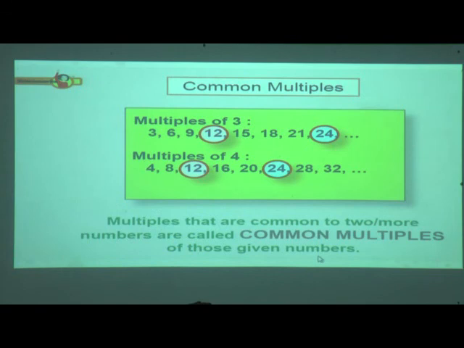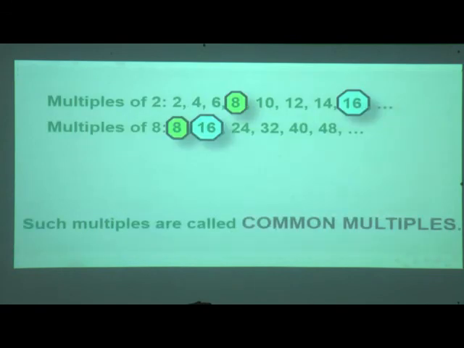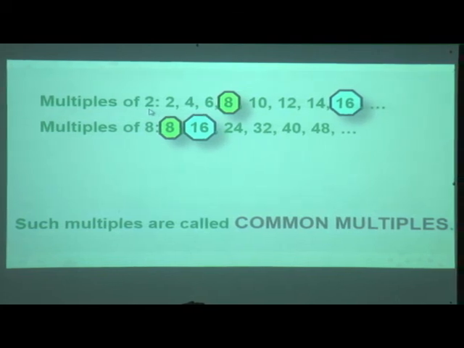One more example we will take here. Multiples of 2. Multiples of 2 are 2, 4, 6, 8, 10, 12, 14, 16, 18 and 20, and so on. Multiples of 8. What are the multiples of 8? 8, 16, 24, 32, 40, 48, and so on. Okay. Now, among these, which are the common multiples?